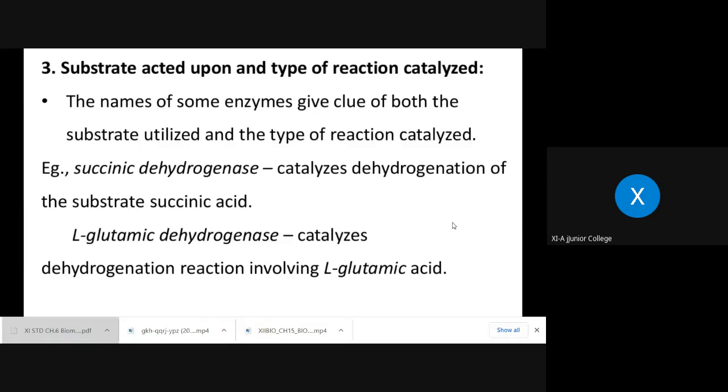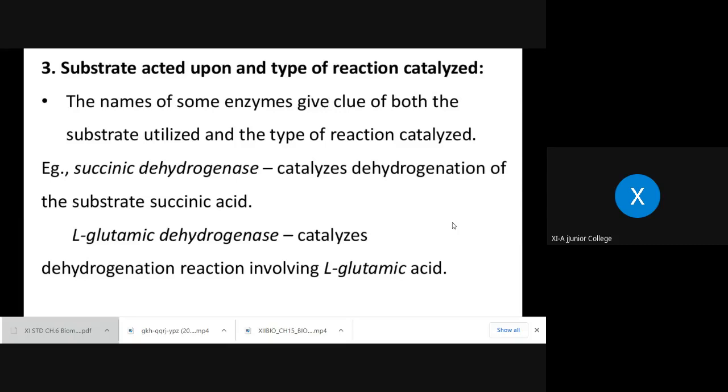So what is the third category? Where the substrate on which the enzyme acts, and also the type of reaction which the enzyme catalyzes, are both considered. So both the first and the second points are considered, and accordingly the names are given. The names of some enzymes give a clue of both the substrate utilized and the type of reaction they catalyze. For example, succinic dehydrogenase means what? It catalyzes the dehydrogenation reaction of the substrate succinic acid. The substrate is succinic acid, and the reaction they catalyze is dehydrogenation.